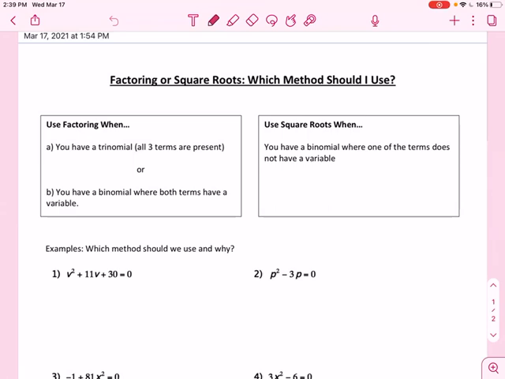Another situation where you'd want to use factoring is if you have a binomial, but you notice that both terms have a variable in them. So if you say, okay, both of these terms have an x, they would obviously have an x in common, and you would be able to factor out a GCF. The square root method is a little bit easier to use when you have a binomial where one of the terms has the x squared and the other term does not have a variable at all.